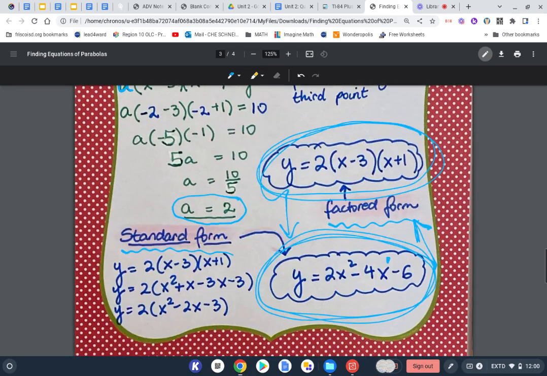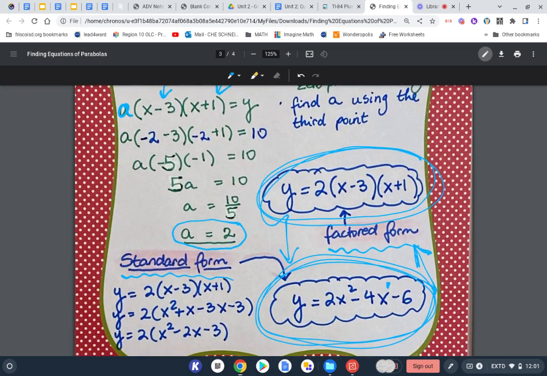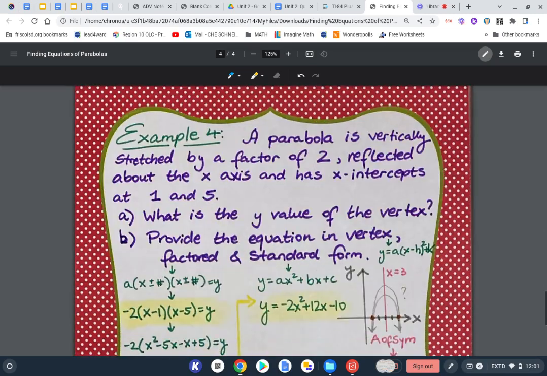Hope it helps. Now, how do you check, by the way? You better use the calculator, put in both notations, and if it's the same parabola showing the same table, you got it right. Last example.